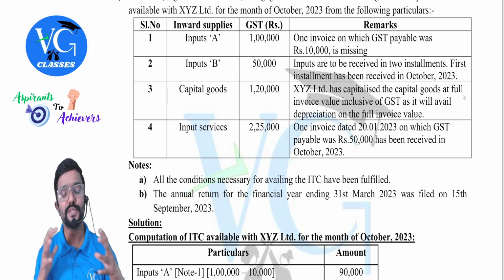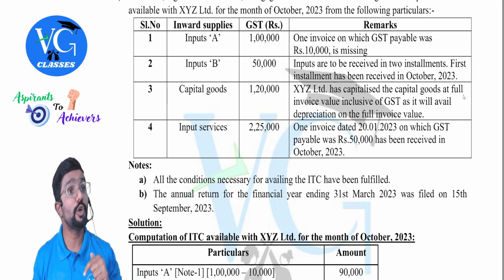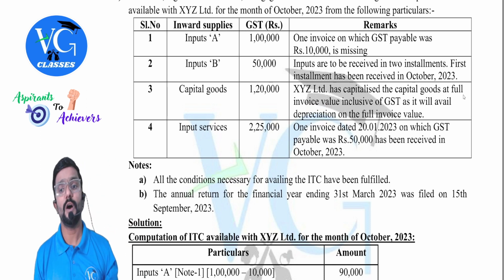Fourth one, input services 2 lakh 25,000. One invoice dated 20th January 2023. We are in October. Invoice is dated when? 20th January 2023, on which GST payable was 50,000 has been received in October 2023.